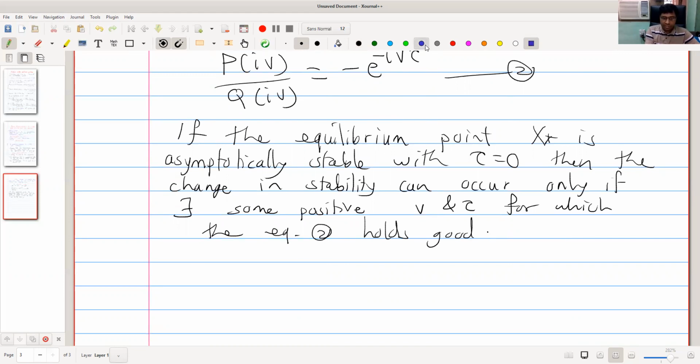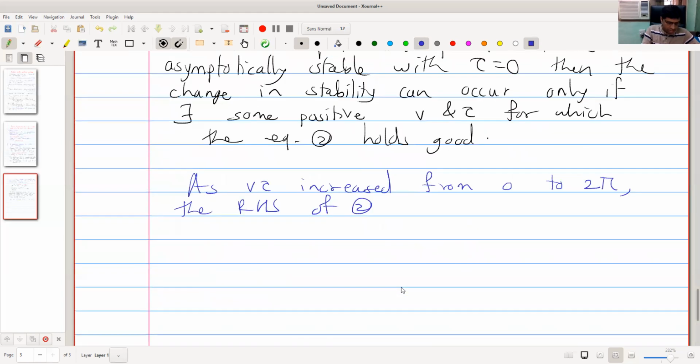Now, this is an important observation. As v into tau increases from 0 to 2 pi, the right hand side of equation 2 traces out a unit circle in the complex plane.